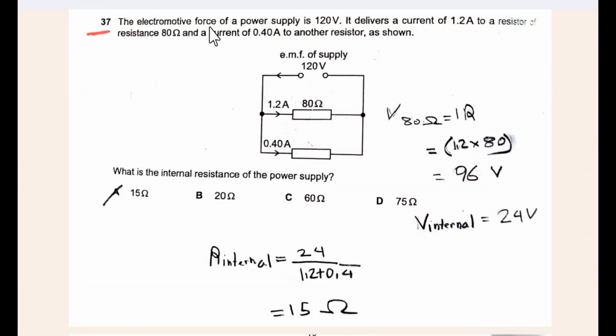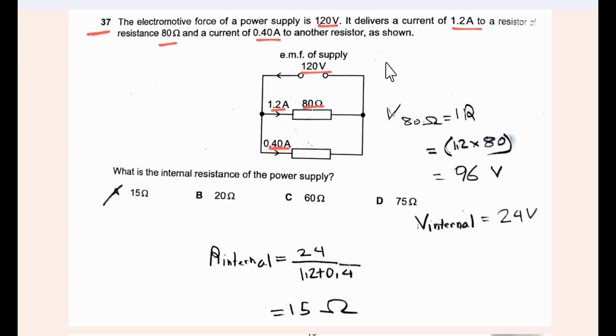7. The electromotive force of the power supply is 120 volt. It delivers a current of 1.2 ampere to a resistor of resistance 80 ohm and a current of 0.40 ampere to another resistor. So for this resistor that is arranged in parallel with the other resistor, we are given the resistance and the current. In this resistor the current is 0.40. Now what is the internal resistance of the power supply?